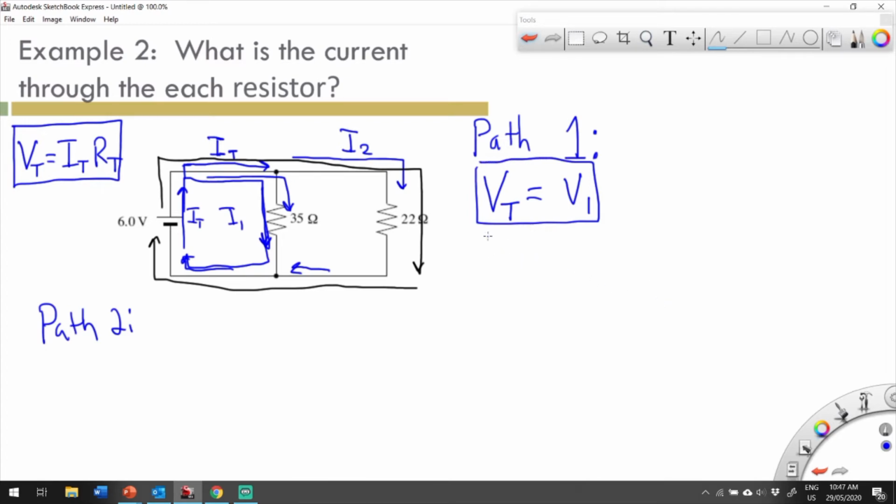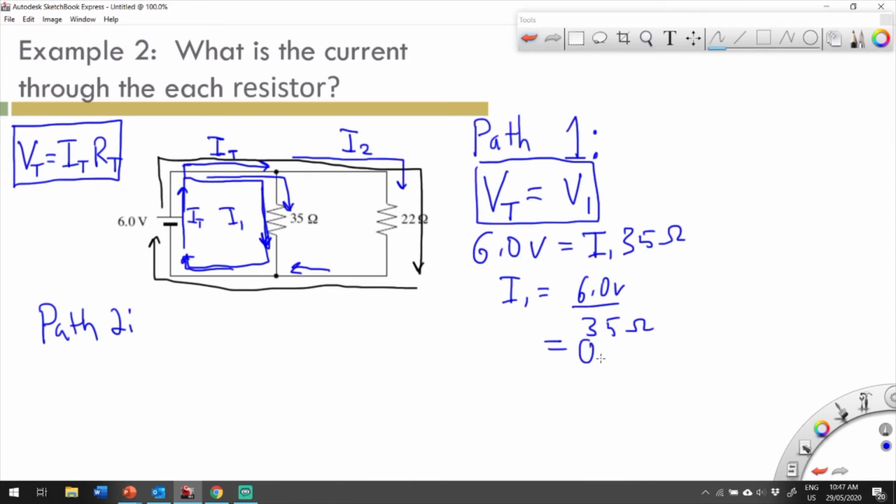Now, using Ohm's law, we can show the following. 6.0 volts is equal to the current going through that resistor times its resistance, which is 35 ohms. So we can show that the current is going to be this 6 volts divided by 35 ohms, which is 0.17 amps. Okay, so that's the current going through this 35 ohm resistor.